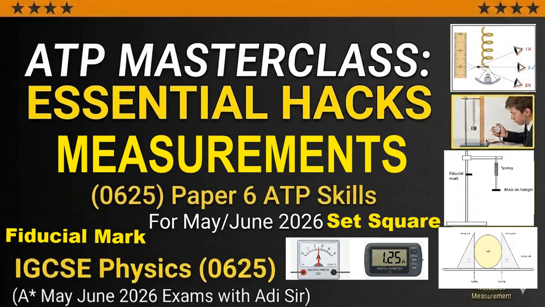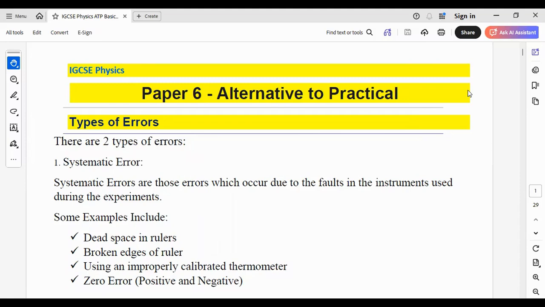In today's session, we're going to do a quick but complete recall of the most important basics that you need to know for your paper 6, along with some key tips and tricks that will help you score better in the exam. Whether you're revising at the last minute or just want to strengthen your fundamentals, stick till the end, because we will be covering everything that actually matters in the ATP, especially all the types of errors, how to overcome them, and some very important things like the fiducial point, the meniscus, or the sets in the pendulum experiments.